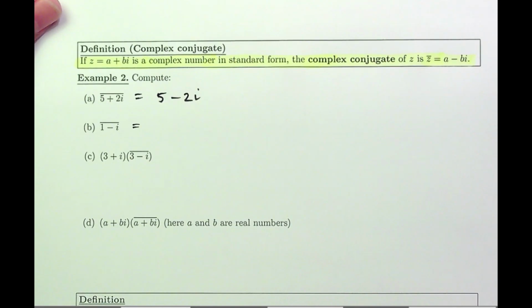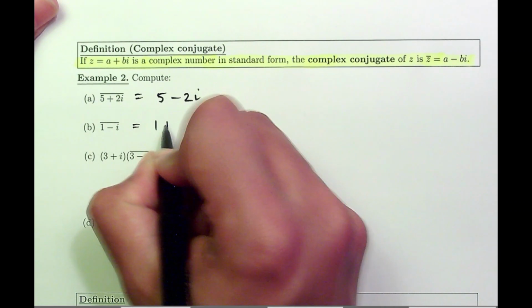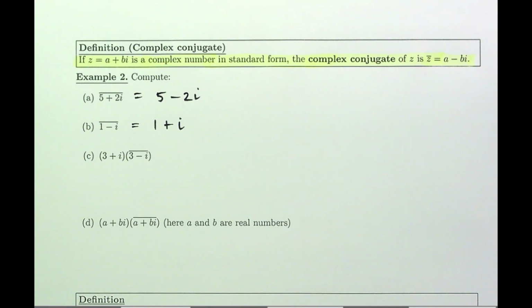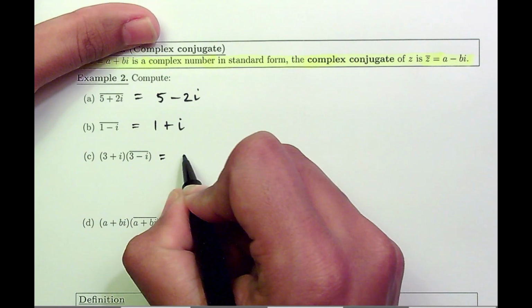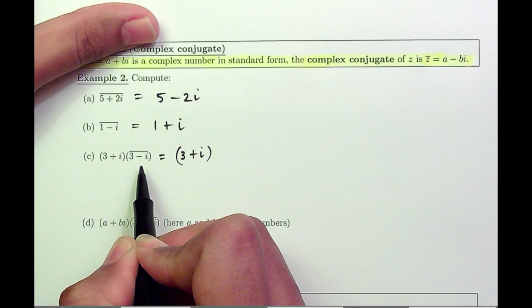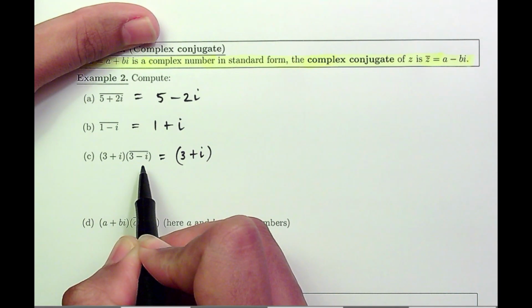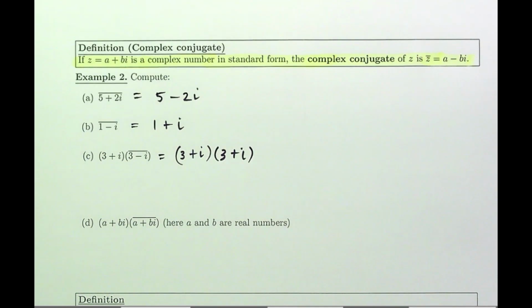What is the complex conjugate of 1 minus i? Well, same thing, but just the sign in the middle is changed. So it would be 1 plus i. And what do you get when you multiply 3 plus i by the complex conjugate of 3 minus i? Okay, let's work this out. This means 3 plus i times the complex conjugate of this, but the complex conjugate of that is going to be the same thing, but with a plus. So that means it is 3 plus i again.